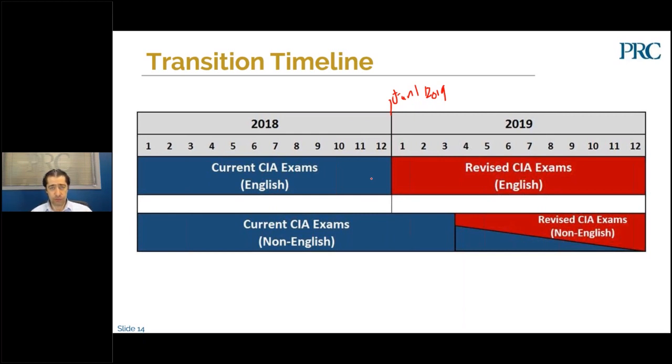We are now in August. We still have 5 months to go. You have plenty of time to study and write parts 1 and 2 or part 3 on the current edition. You don't necessarily have to panic and wait for the new exam.